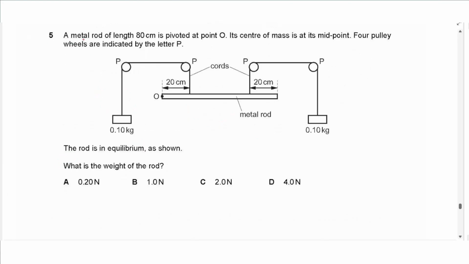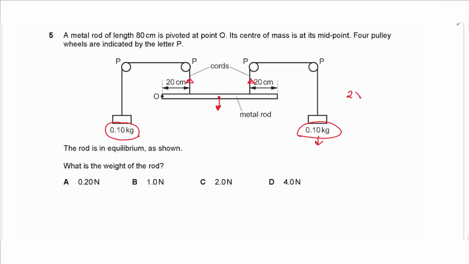Question 5 says a metal rod of length 80 centimeters is pivoted at point O. Its center of mass is at its midpoint. 4 pulley wheels are indicated by the letter P. The rod is in equilibrium, so it does not move. So the tension from this wire and this wire must balance the weight of the rule. What is the weight of the rod? So we have here 0.10 kilograms and 0.10 kilograms pulling down. So the total pull from the ropes is equal to the weight.